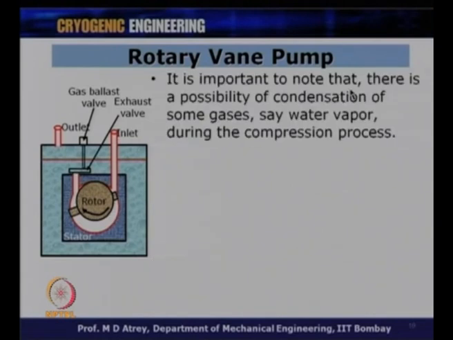It is important to note that there is the possibility of condensation of some gases, say water vapor, during the compression process. This is very important because the air will always come with some water vapor, and because it gets compressed, it has a particular dew point at its partial pressure, and therefore, this water can get condensed, which is not acceptable. In a reciprocating or a rotary motion, you can't have water getting condensed at this point, and therefore, you have to ensure that such condensation is avoided.